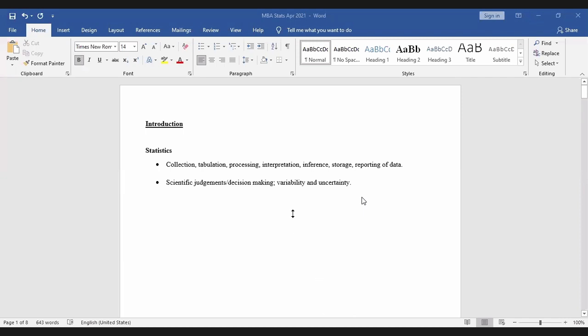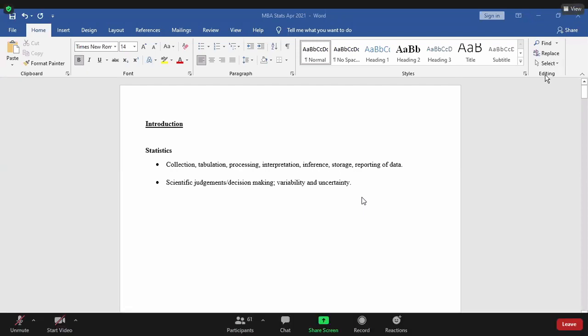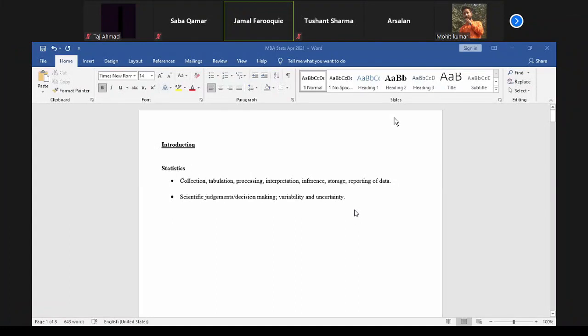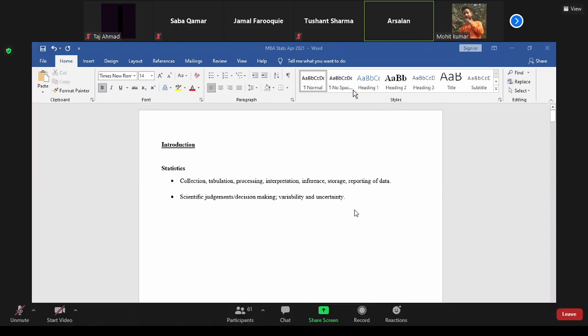Let me begin with statistics as such. So what is your understanding of this subject, statistics? Like any other science, statistics is a separate subject as such, which is about data collection, its tabulation, its processing, interpretation, making inferences, storage of data, and reporting of data.